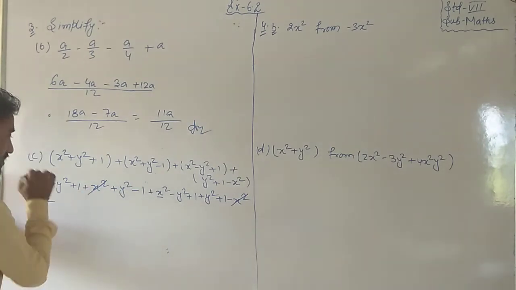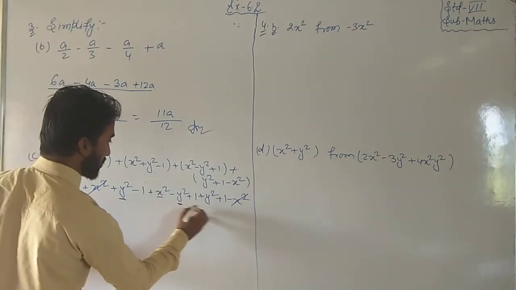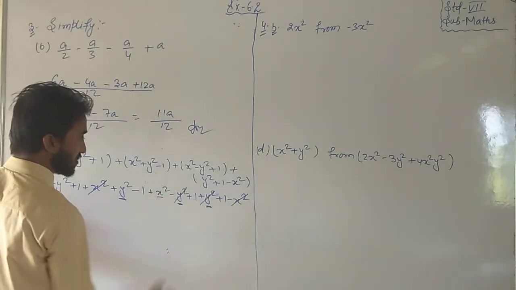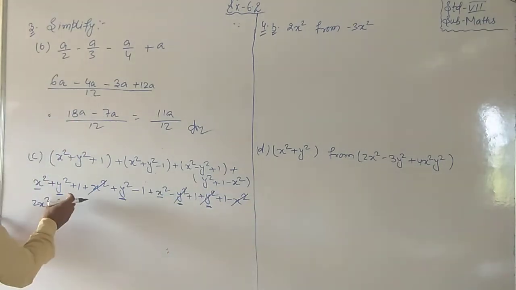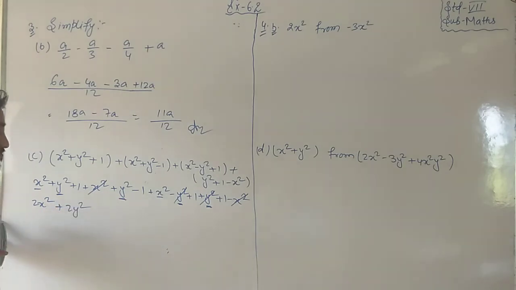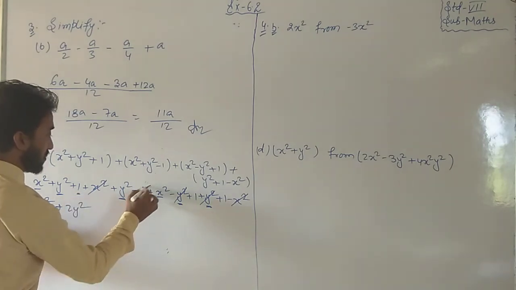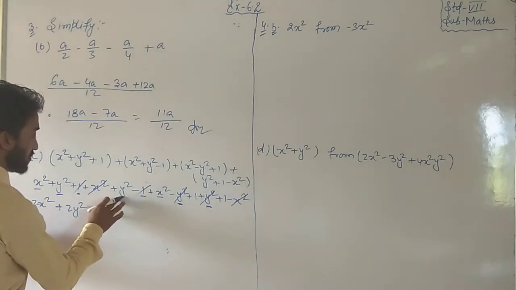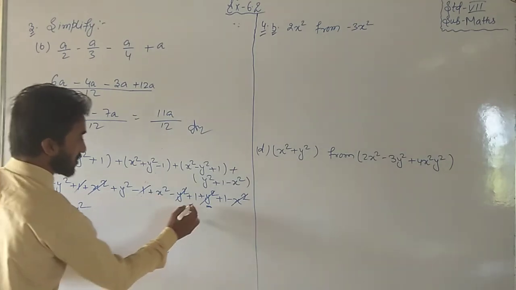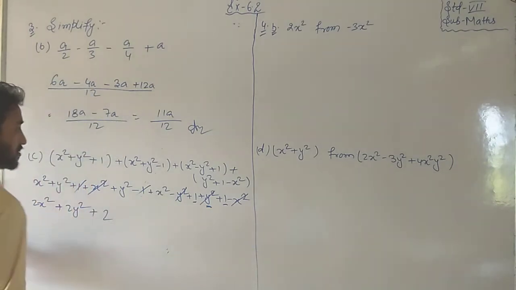Okay. Now consider y square, students. See students, minus y square plus y square. Can we cancel? Cancel. What answer will be there? y square plus y square is 2y square. Okay students. See, plus 1 minus 1 will be cancelled. What answer will be there? Plus 1 plus 1 is 2.